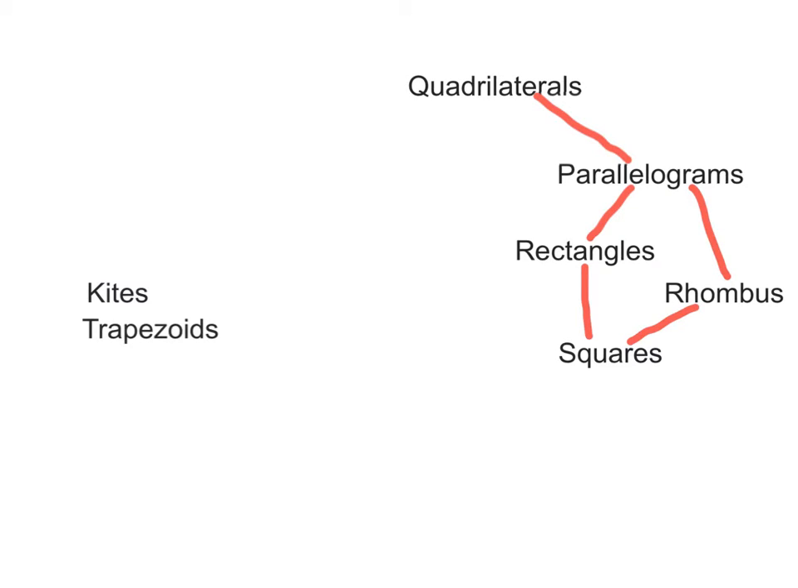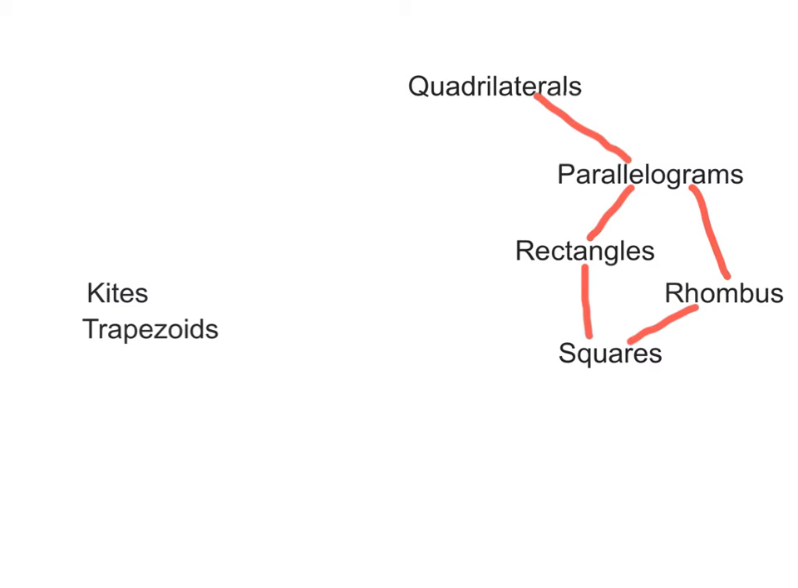So if we think about this, parallelograms are always quadrilaterals. Rectangles are always parallelograms, which are always quadrilaterals also. A rhombus is always a parallelogram, which is a quadrilateral. And a square is also a rectangle. It's a special type of rectangle, special type of parallelogram, and a special type of quadrilateral. Or you can go the other way. A square is a special type of rhombus, etc.